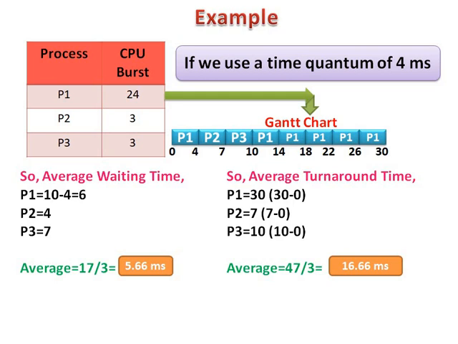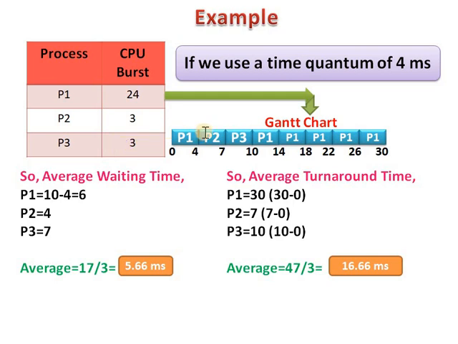Let's see one example. In this example, there are three processes in an operating system. By using the round robin algorithm, we schedule these processes in the following way. Here we consider a time quantum, or time slice, of 4 milliseconds. The Gantt chart is shown here.